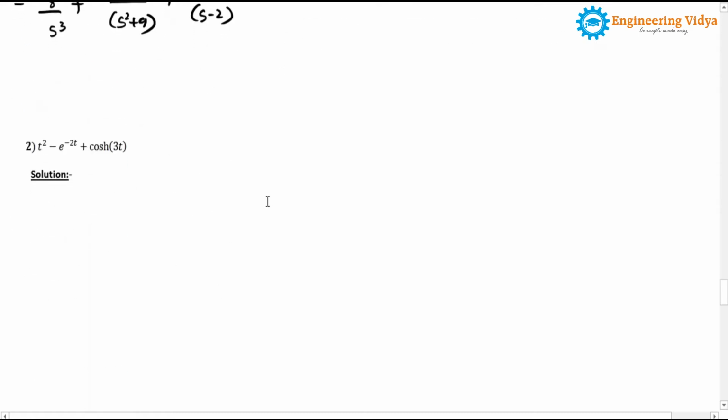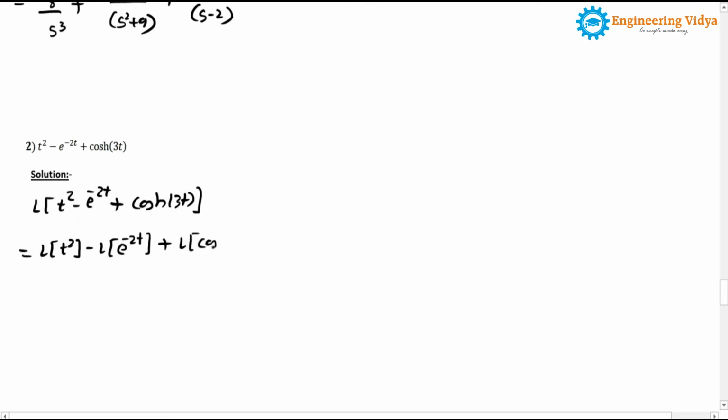In a similar way, we can solve problem number 2 also. Here we have to find the Laplace transform of t square minus e raised to minus 2t plus cos hyperbolic of 3t. Again we can apply the linearity property, and on the basis of it, the Laplace transform of t square minus the Laplace transform of e raised to minus 2t will be there, plus the last term, the Laplace transform of cos hyperbolic of 3t, right?